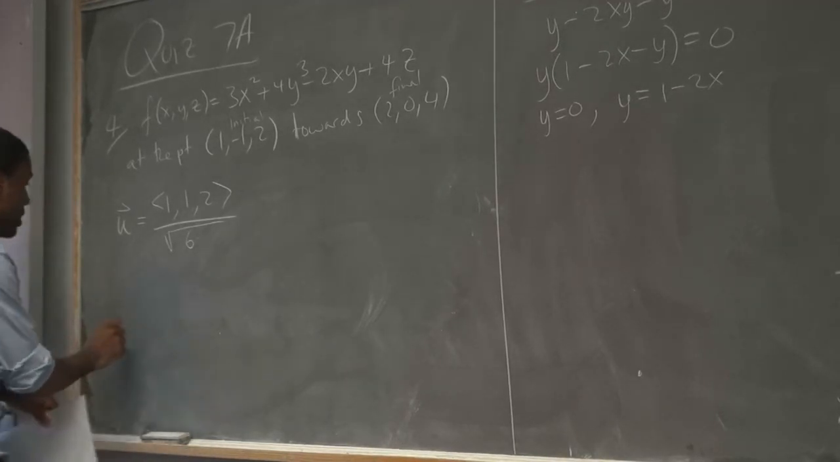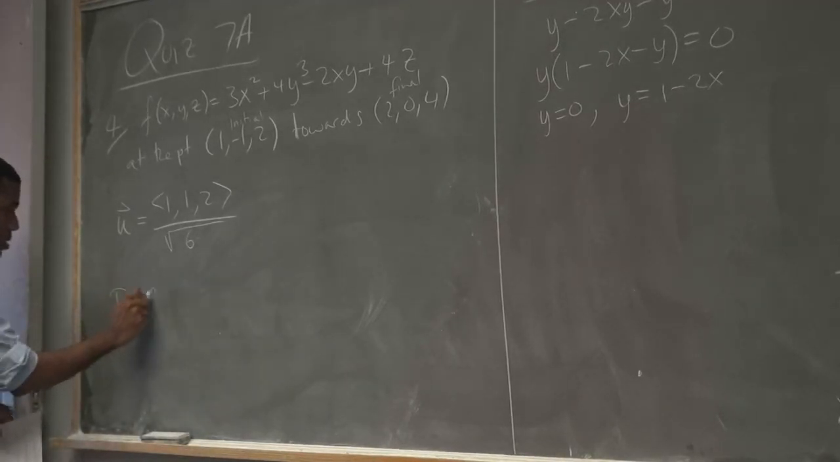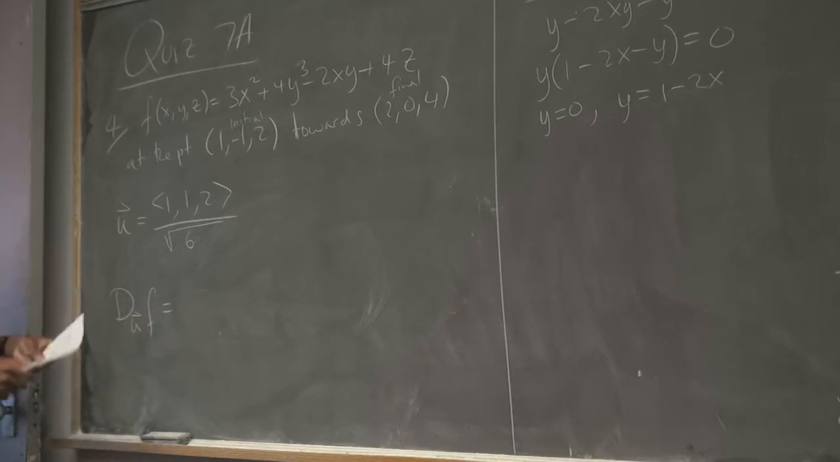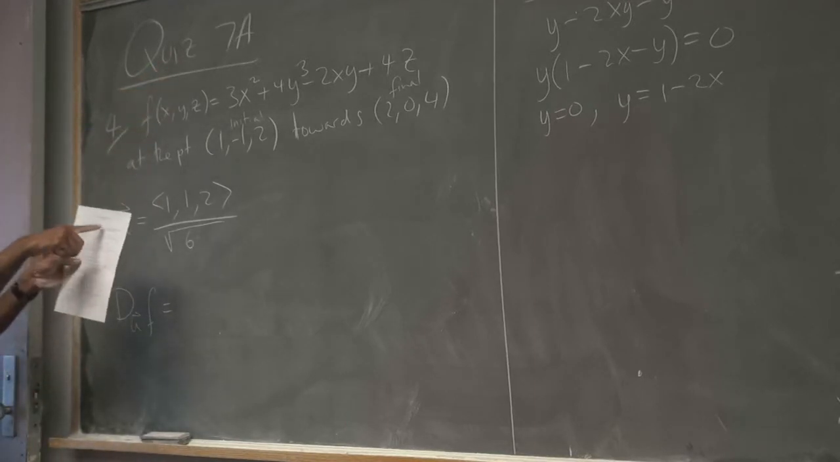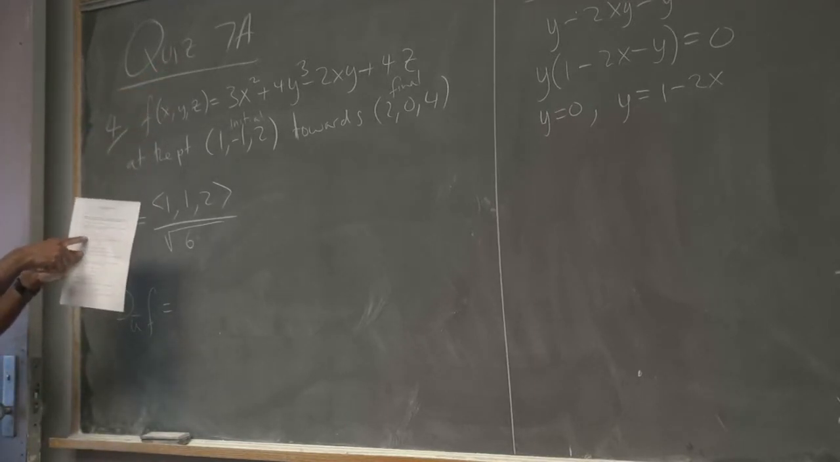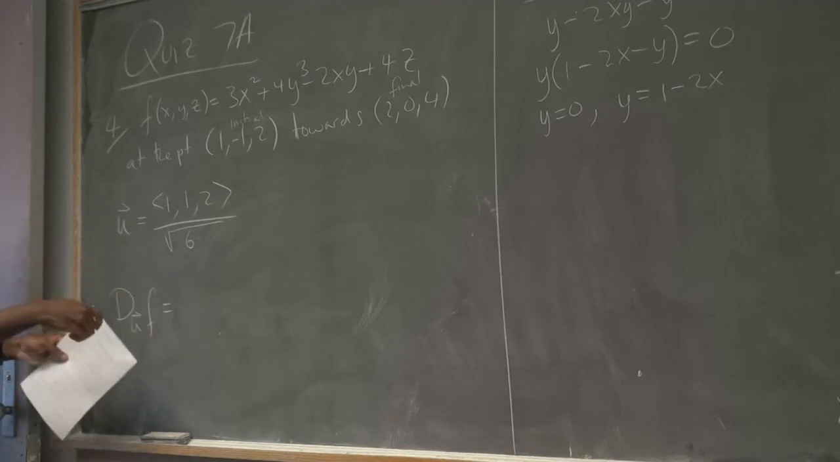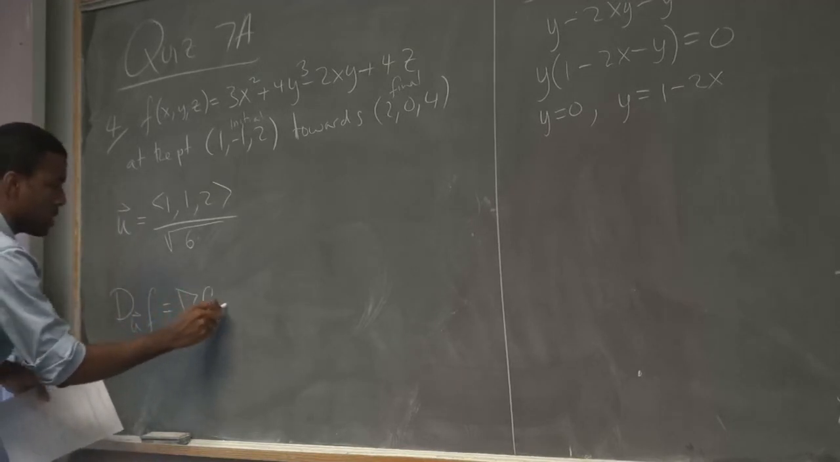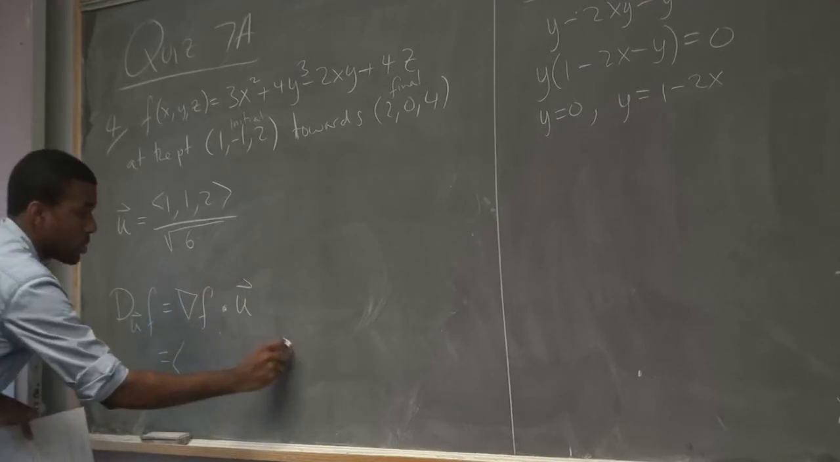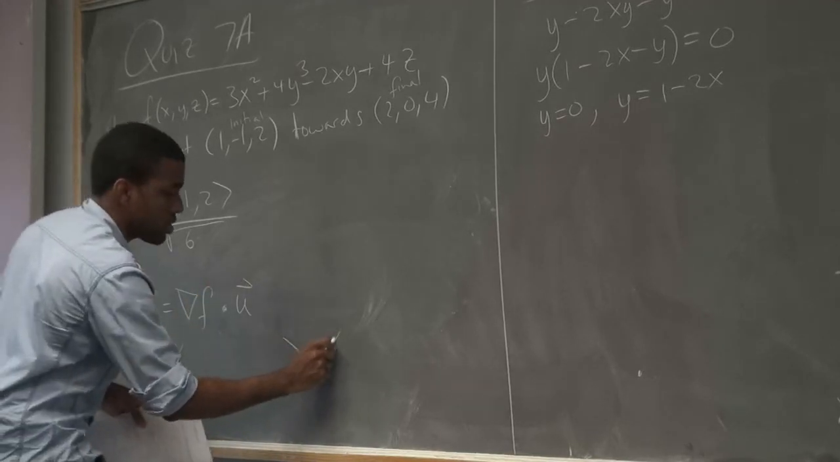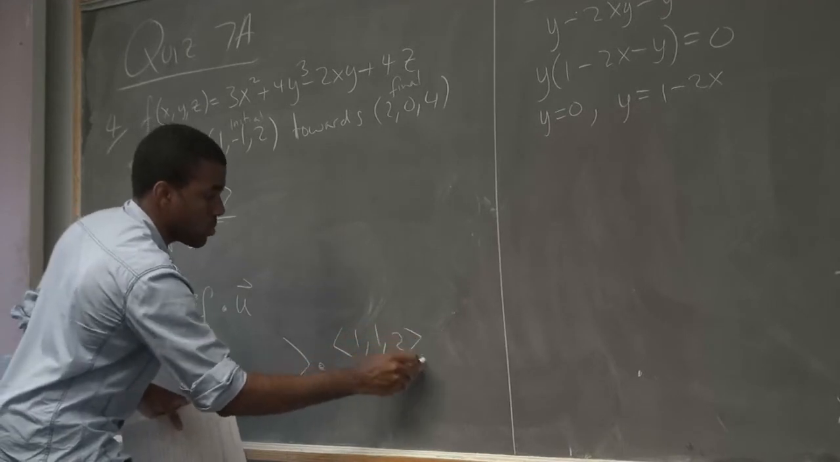And so then Duf would be equal to, this is still version 8. Earlier I asked you to define Duf in terms of a dot product, so that was actually the gradient of f dotted with u, right? Now I know the gradient of f, so I'm going to dot product the answer with 1, 1, 2.